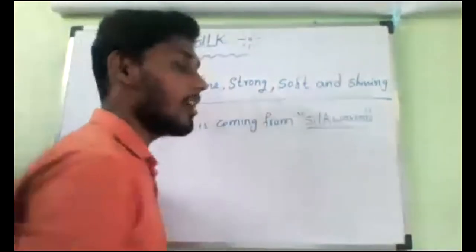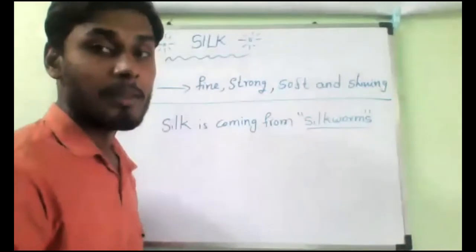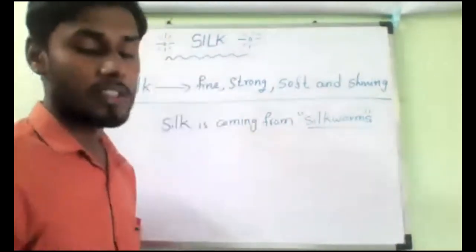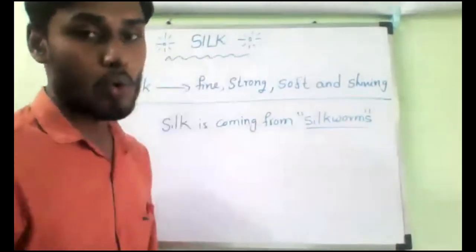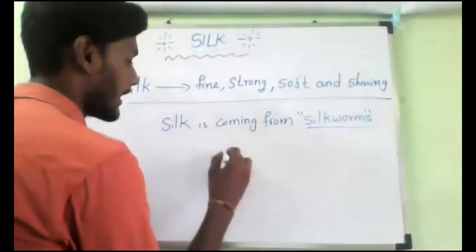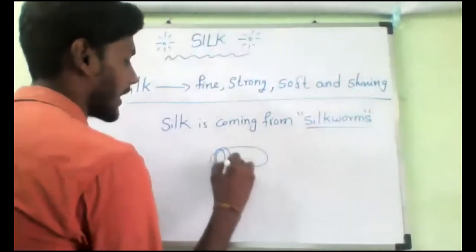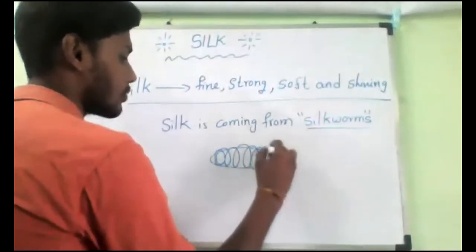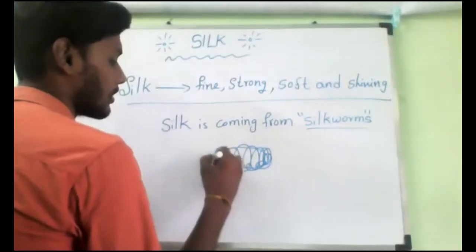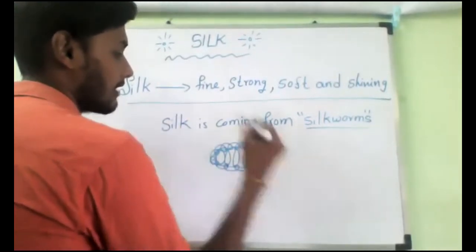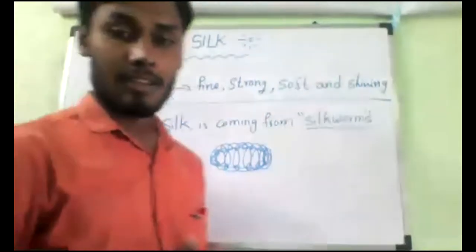Silkworms. What should we call them? Silkworm, making their cocoons. Cocoons, I will show you, like in the sense of an egg shape, they will make like this. So that is called cocoons. From that only we get the silk thread. Do you understand?